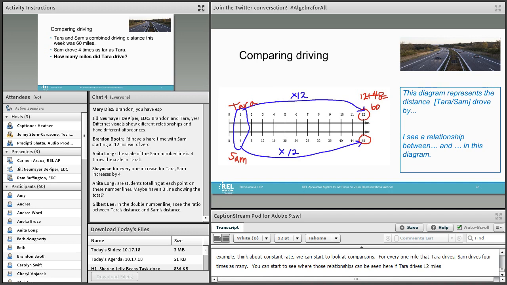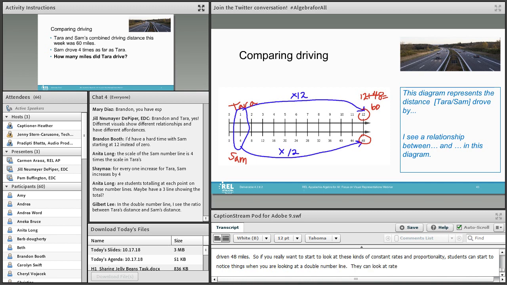If Tara drives 12 times as much as 1 mile, she can drive 12 miles. Sam, if he is driving 4 times as much as Tara, if they drove 12 times as much, he would have driven 48 miles. So if you really want to start to look at these kinds of constant rates and proportionality, students can start to notice things when you're looking at a double number line.